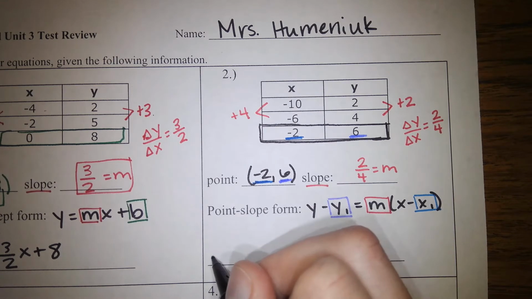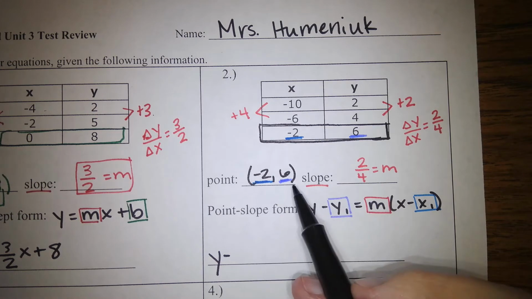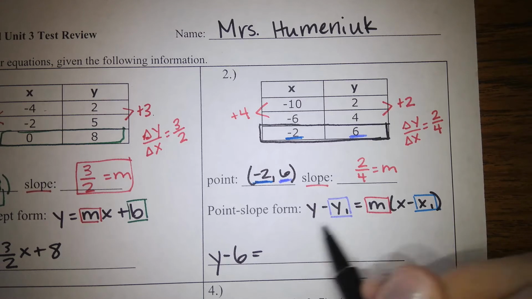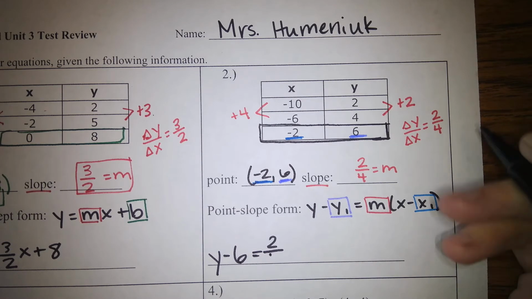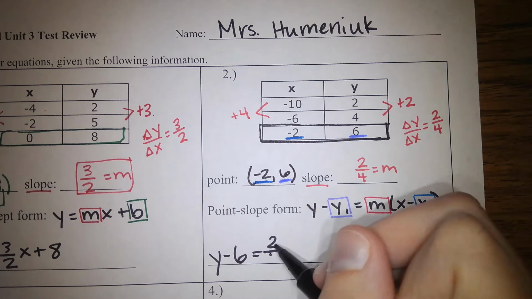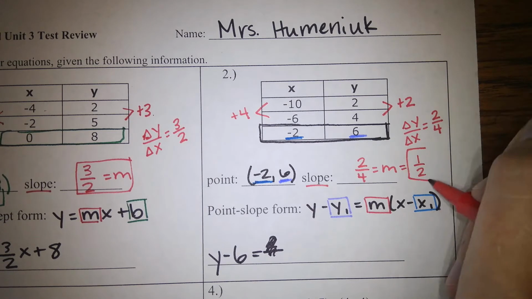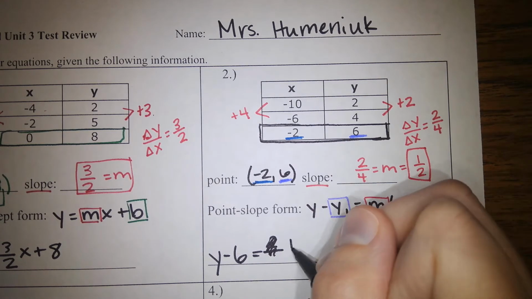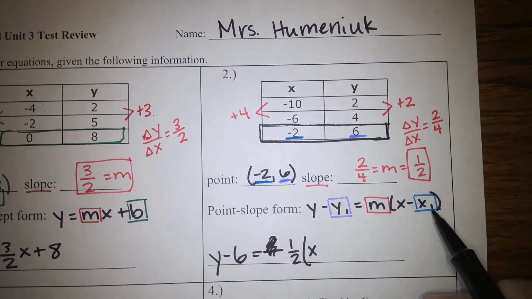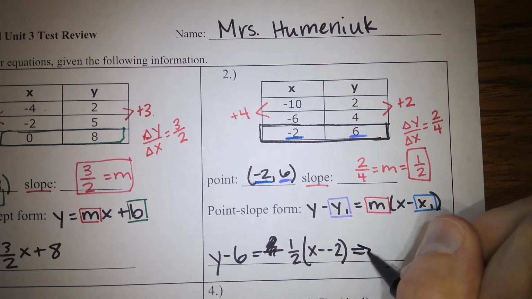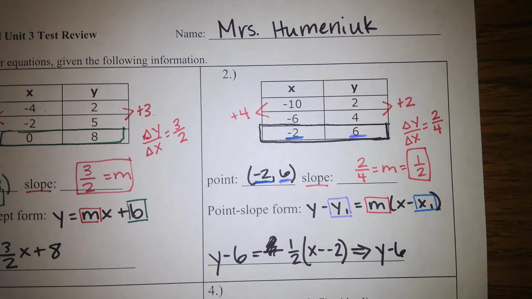So how we would plug this in is we are going to say y minus my y1, which is 6, is equal to our slope, which was, not 2/4, silly Mrs. Humanek. Our slope would actually reduce down to 1/2, wouldn't it? It would simplify to 1/2. All right, so it would be 1/2 times x minus my x1, which was -2. So that means our final equation will look like y minus 6 equals 1/2 times x plus 2.